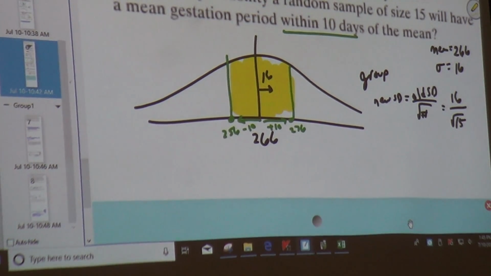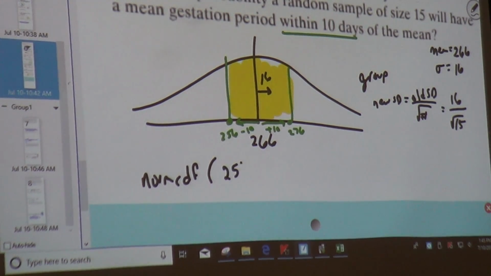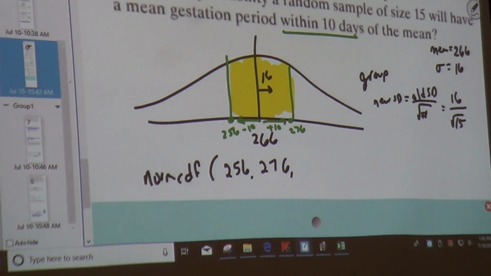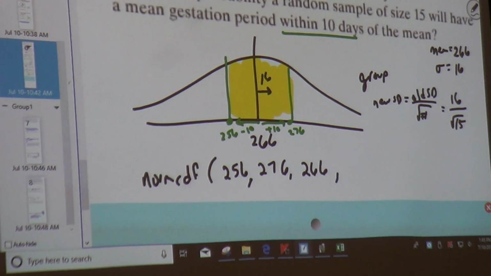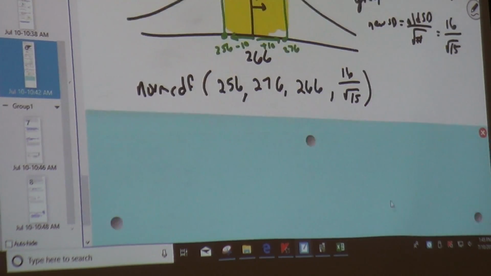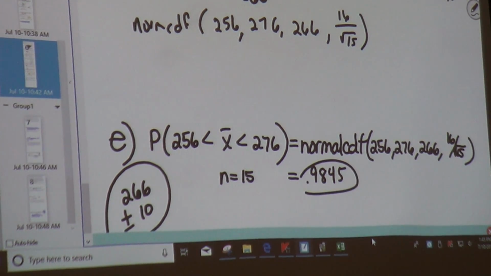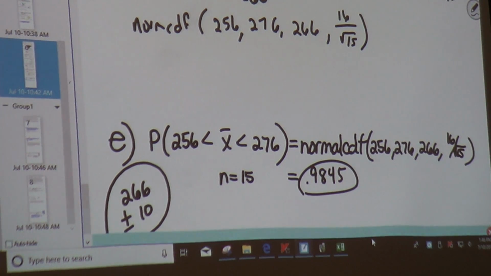So we're going to do a normal CDF from 256 to 276 with a mean of 266 and a new standard deviation of 16 over the square root of 15. And that ended up giving you a 98. So that is telling me that 98% of the population give birth within a 10-day window of the average. So they either give birth 15 days before the mean or 15 days after the mean.